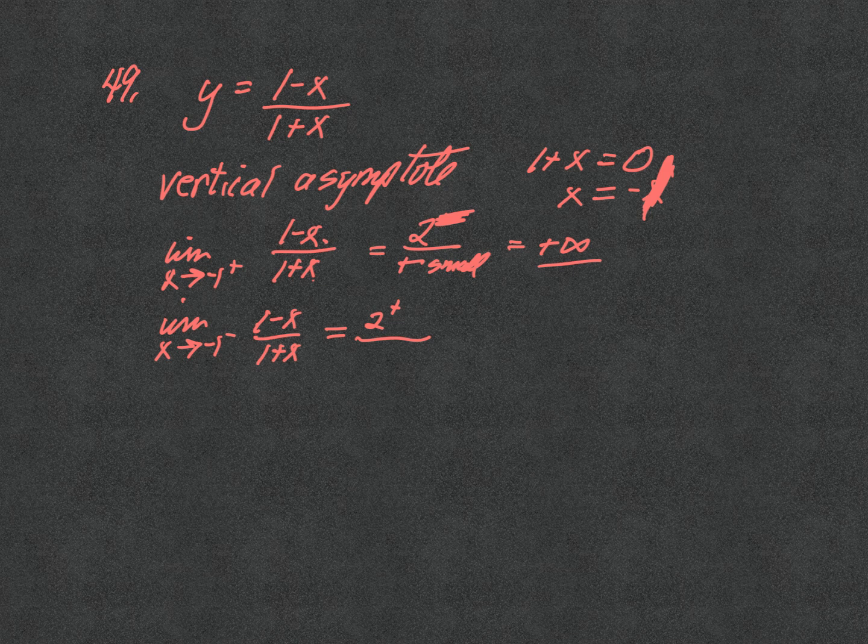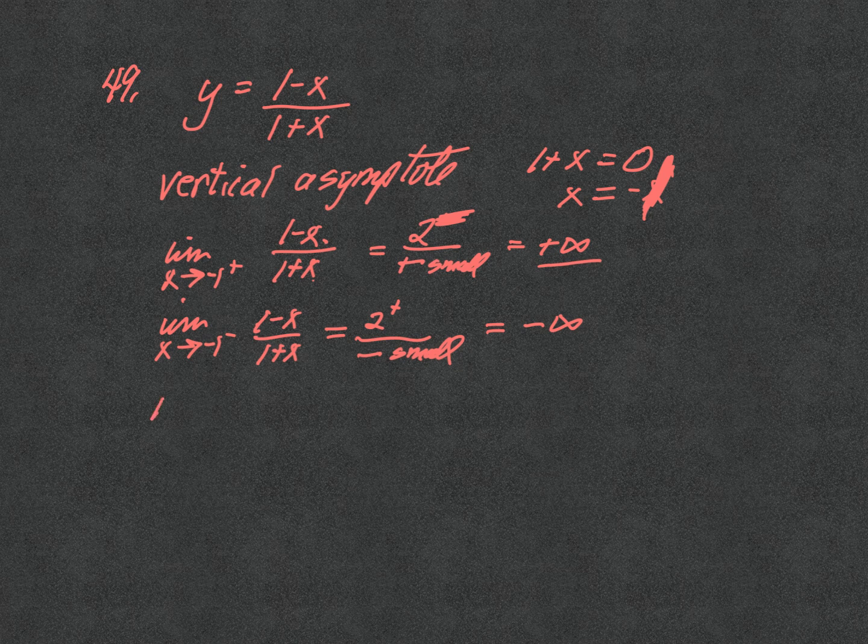And then -1 from the left down below, that's like a -1.01. So this is going to be a negative number. So it's going to be negative, but really small. And so that's a positive divided by a negative. So we're going to go to negative infinity there. Okay, so that's the vertical asymptote analysis.